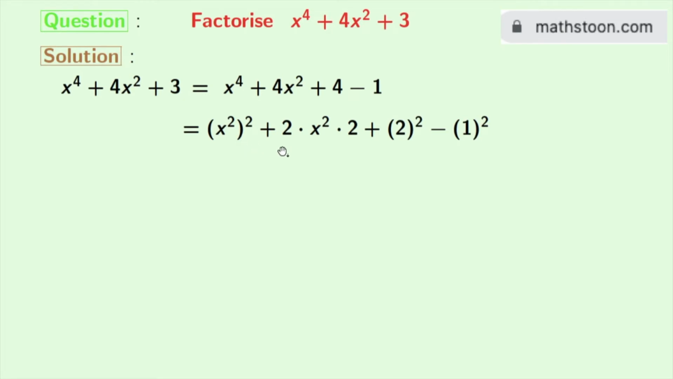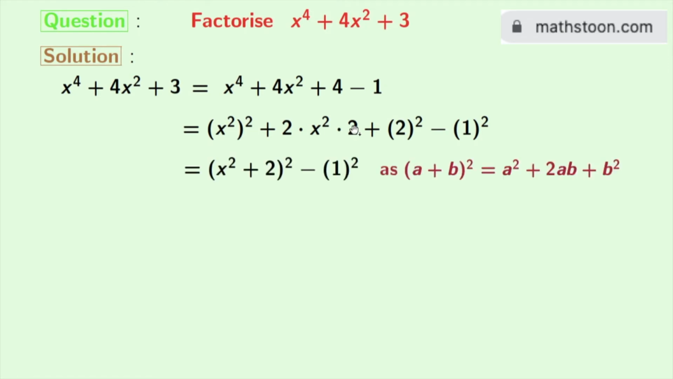Now look that the first three terms in this expression look like a square plus 2ab plus b square, where a is x square and b is 2. So we can easily apply the formula of a plus b whole square in this expression. Applying that, we get this equal to x square plus 2 whole square, and 1 square remains same.